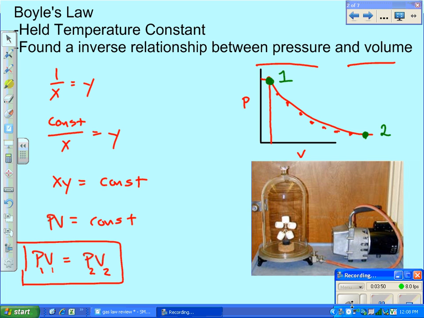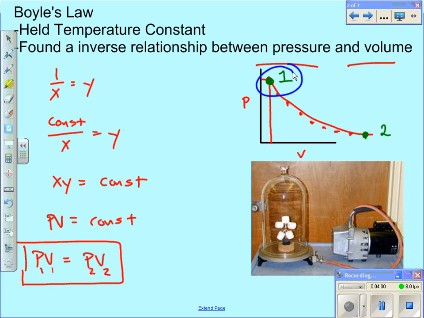And the 1s and 2s we see in these equations always refer to the states before and after some change. So let's look at our graph up here. Imagine Boyle looks at this as state 1: pretty high pressure and a small volume, and this is state 2: low pressure and a high volume.